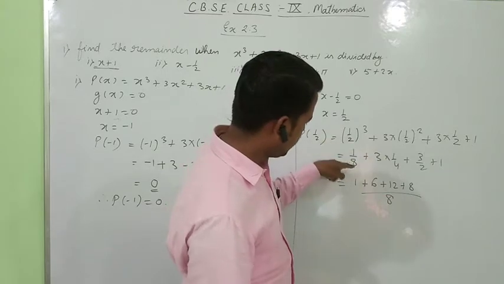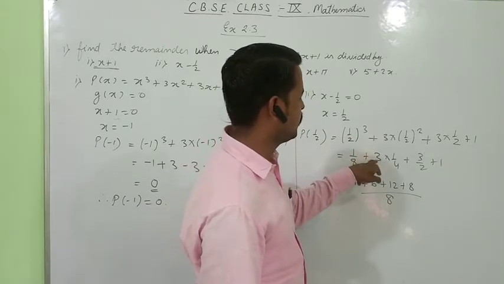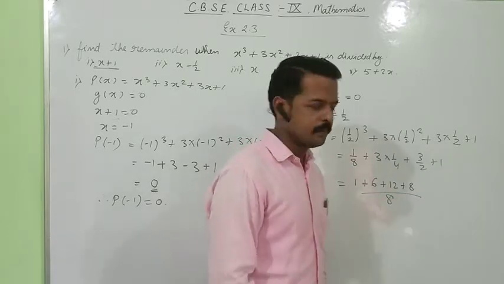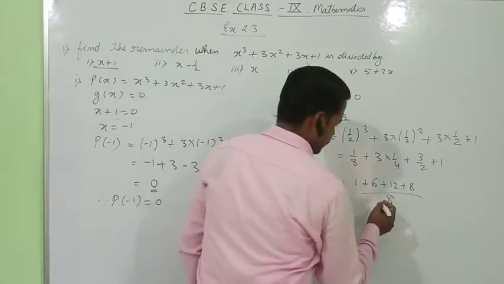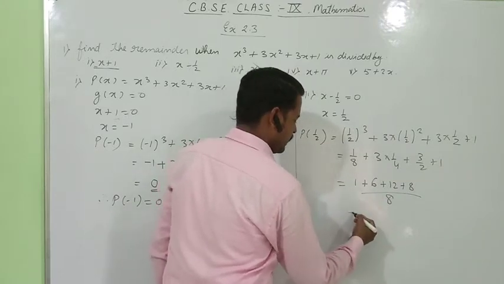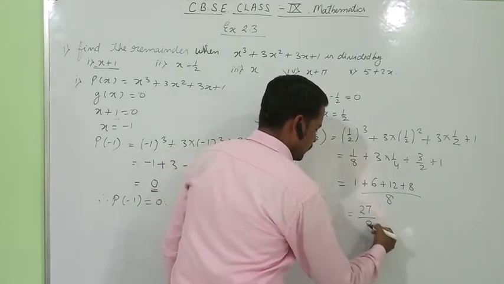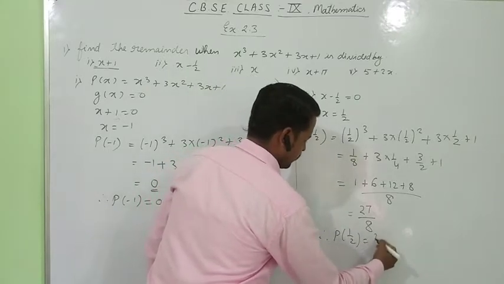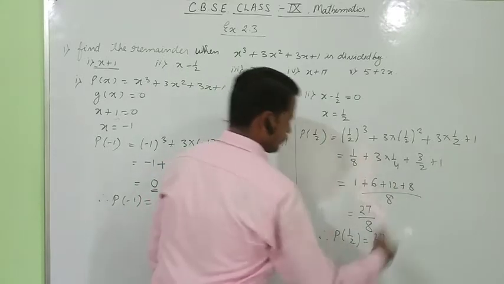So 8 in 8 will cancel. Here 2 3s are 6. Here 4 3s are 12, plus 8 into 1 is 8. Now add in the numerator. 12 plus 8 is 20, plus 6 is 26, plus 1 is 27. So the answer will be 27 upon 8. We will write it like this: P of half is equal to 27 upon 8.